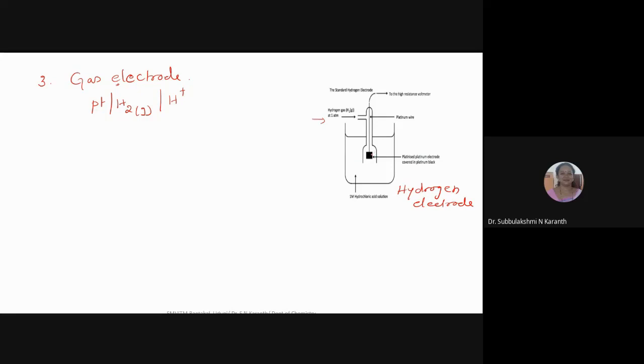On the surface of the inert metal, a gas molecule is in contact with the ions of the solution containing ions of the gas molecule, like H2 gas in contact with H plus ions. Due to this variation in phase, an electrical double layer is developed and establishes an equilibrium between the gas molecule and the ions, and the potential is again picked up by an inert metal, platinum.